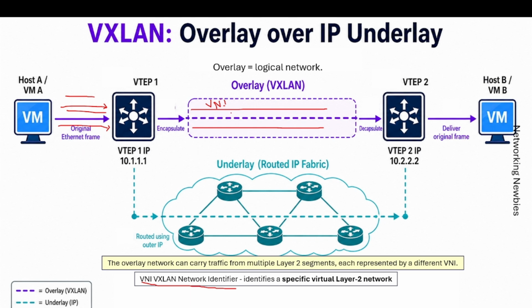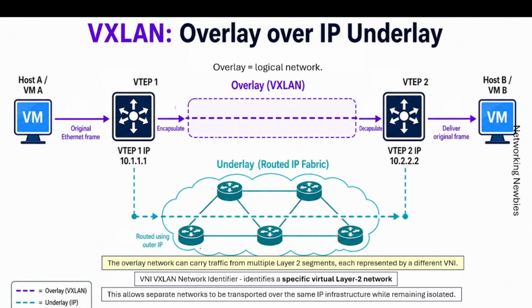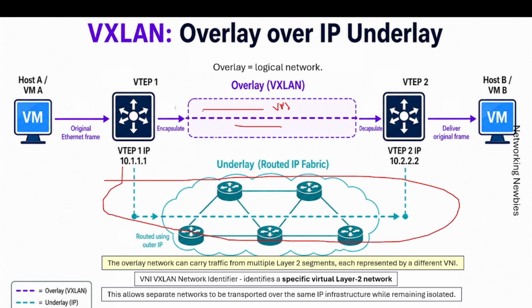This is the same concept as we have in VLAN. There can be multiple VLANs and they can share this common logical link. This allows multiple separate networks to be transmitted over the same IP infrastructure. So there can be different VNIs, as I drew before, VNI 1, VNI 2, VNI 3. All of them will be using the same underlay infrastructure, but the traffic will be coming from different VNIs.